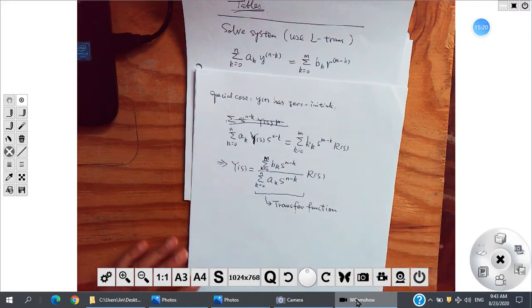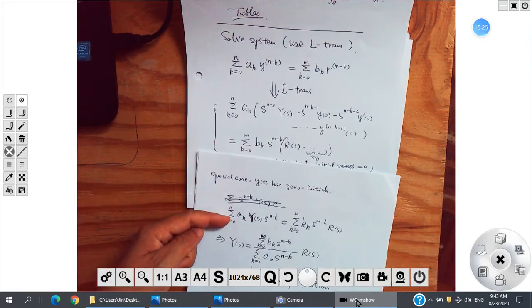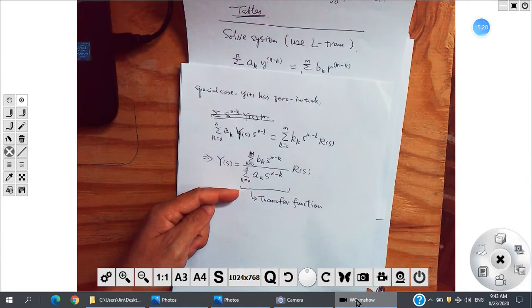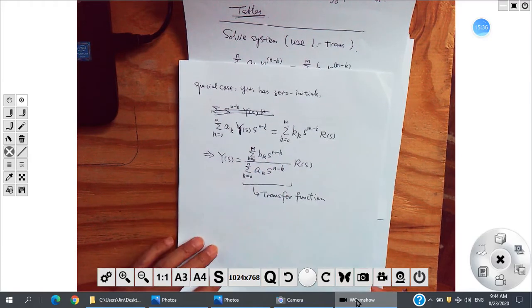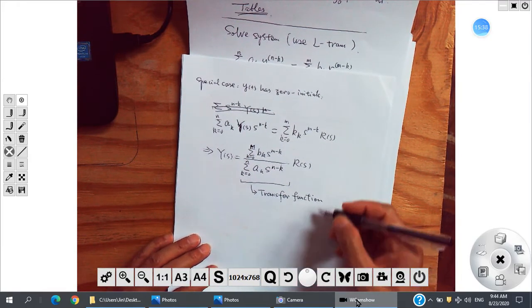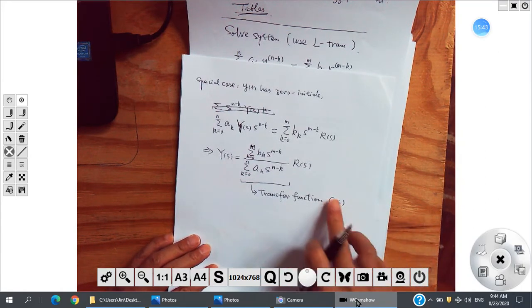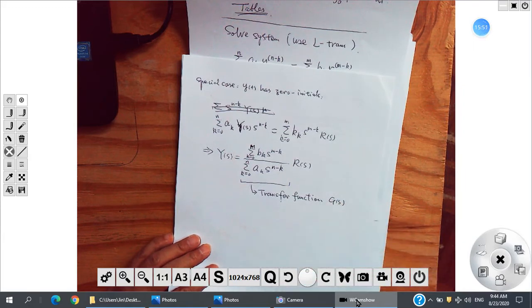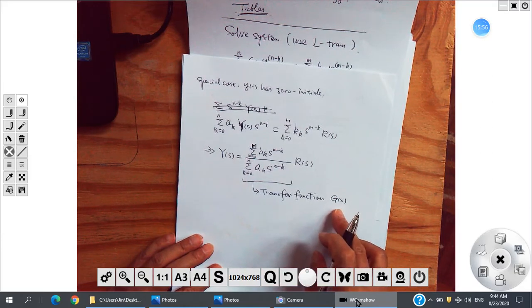You can also perform the Laplace transform, do some simplification, then get the transfer function. You can also write this transfer function directly, looks like this. And usually we use a notation like G of s to denote it. You can also write a capital F of s or capital H of s, or some T of s. You can choose, but usually we use this one, G of s.